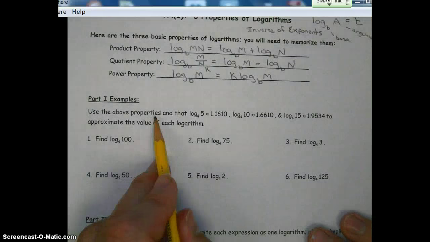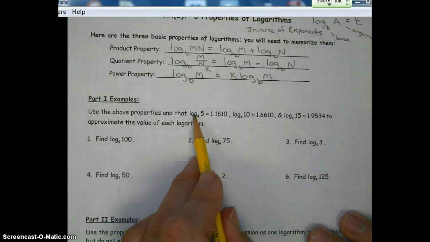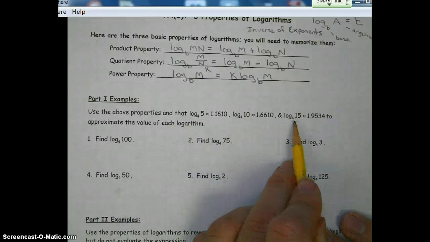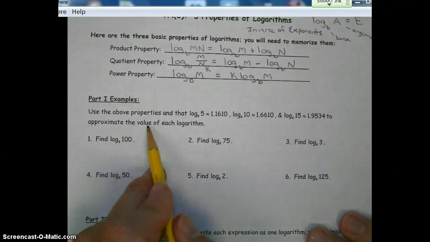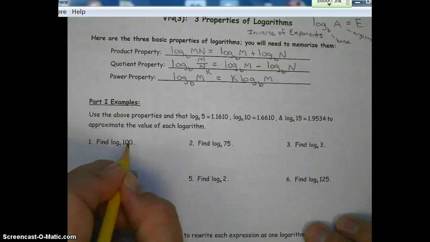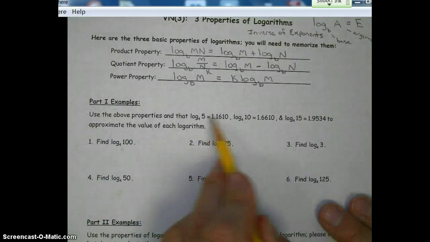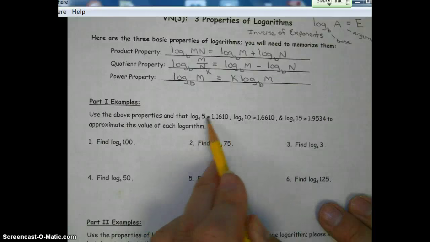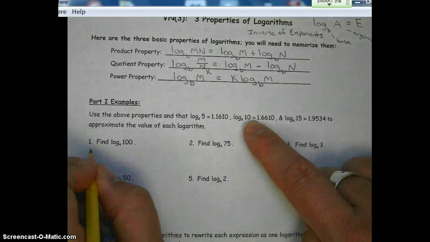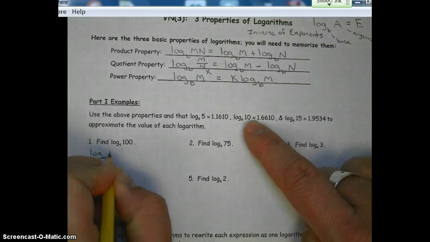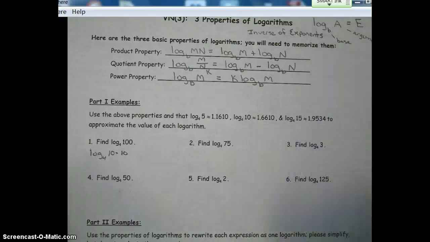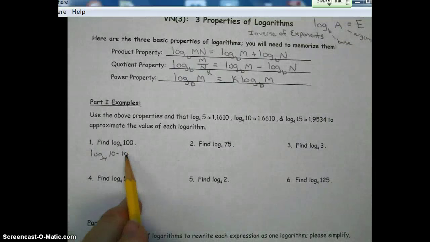It says use the above properties, and that the log base 4 of 5 is about this, and the log base 4 of 10 is about this, and the log base 4 of 15 is about this, to approximate the value of each logarithm. So log base 4 of 100. So we want to take these arguments and make them into 100. So for example, 10 times 10 is 100. So we could do log base 4 of 10 times 10. So we rewrote 100 as 10 times 10.